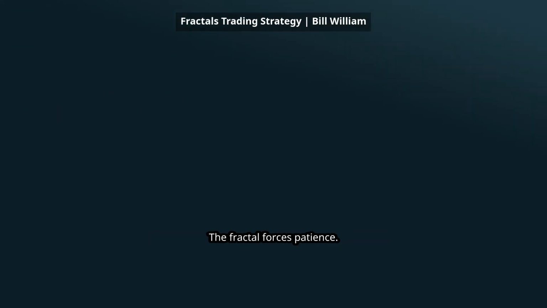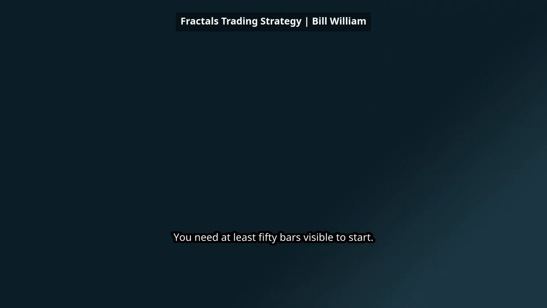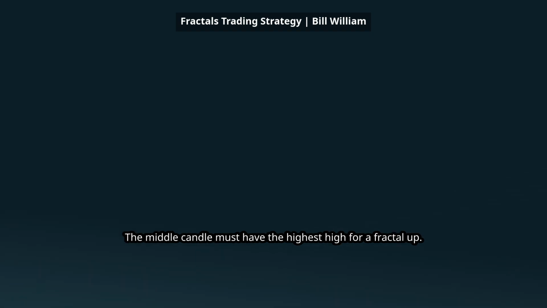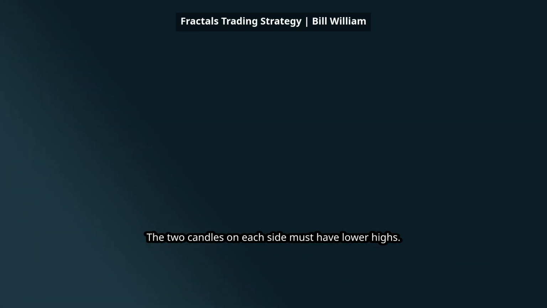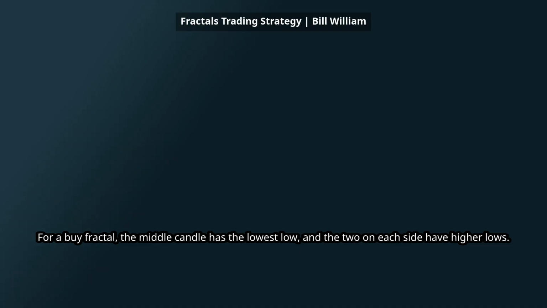Now the walkthrough. Open your chart and set a clean candlestick view. You need at least 50 bars visible to start. First, identify a pattern of 5 consecutive candles. The middle candle must have the highest high for a fractal up. The 2 candles on each side must have lower highs. That is your fractal up. For a fractal down, the middle candle has the lowest low, and the 2 on each side have higher lows. That is your standard Bill Williams pattern.